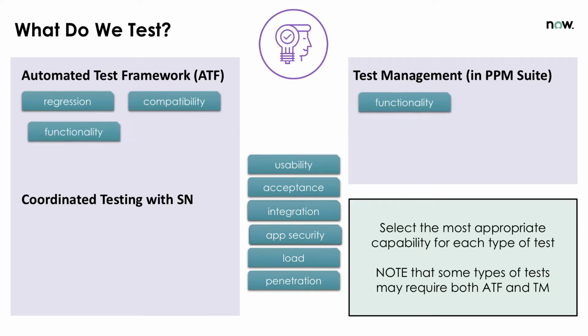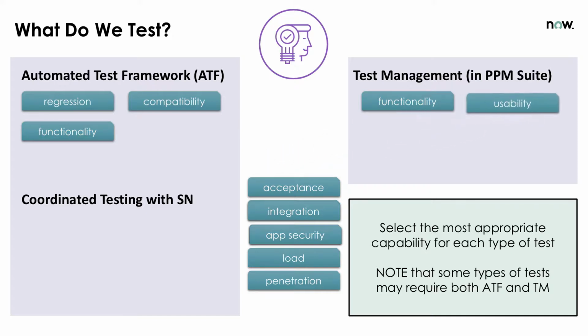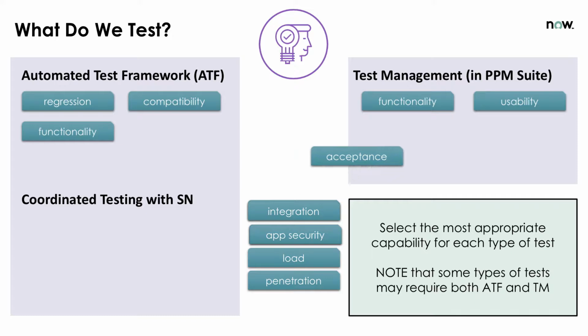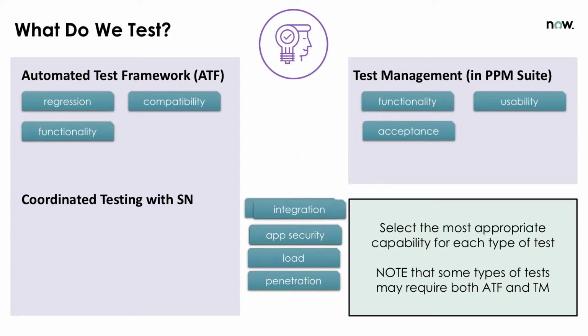Functionality tests, there may be things that we can't automate or can't foresee. So we can automate part of that, but we also want users to test functionality for us as well, and we can track those results in test management. Usability, definitely, it's humans that are using our system, so usability goes into test management. Acceptance, again, it's humans that need to accept these things.